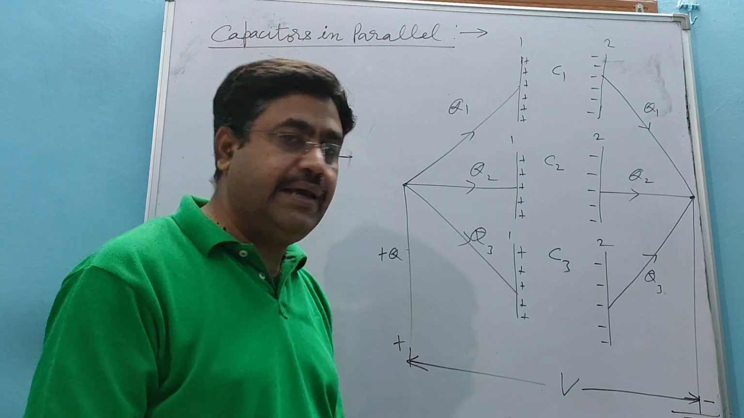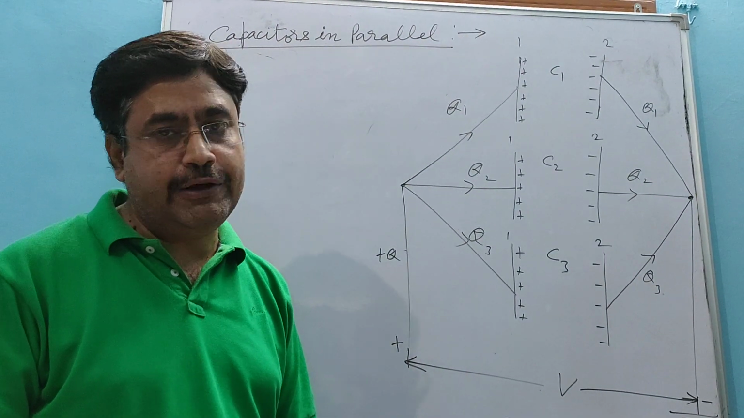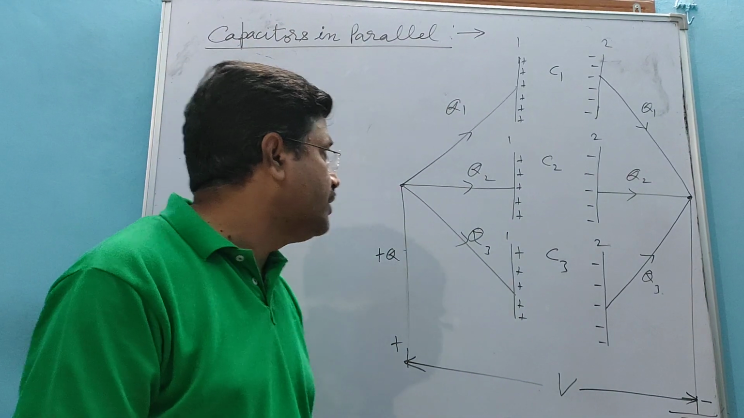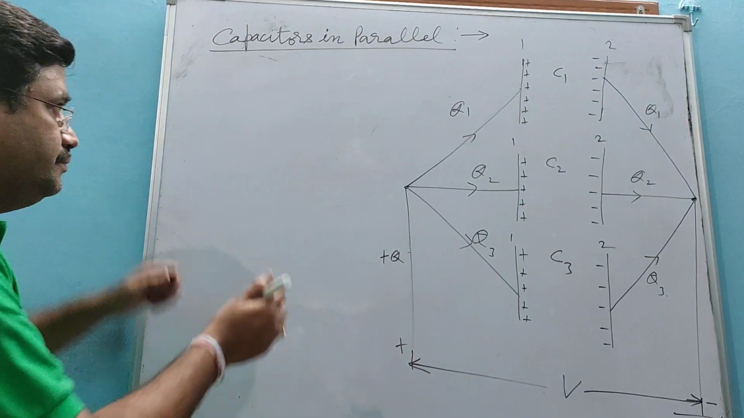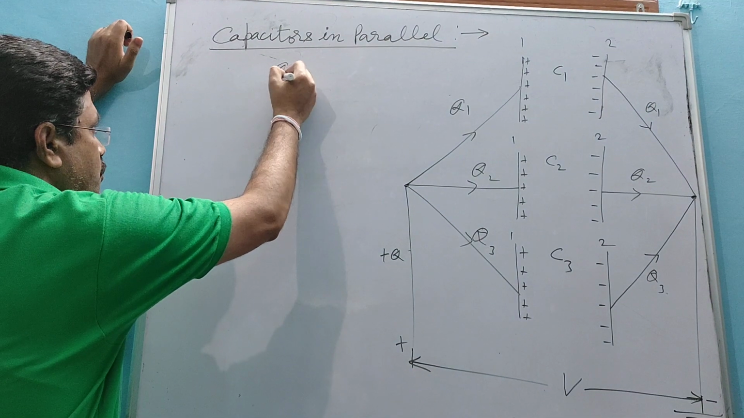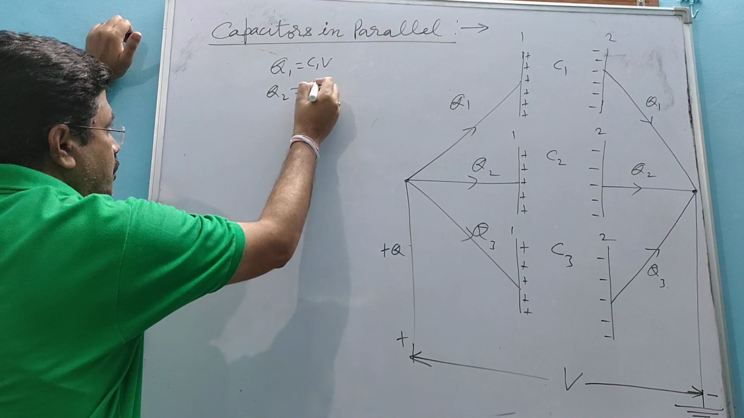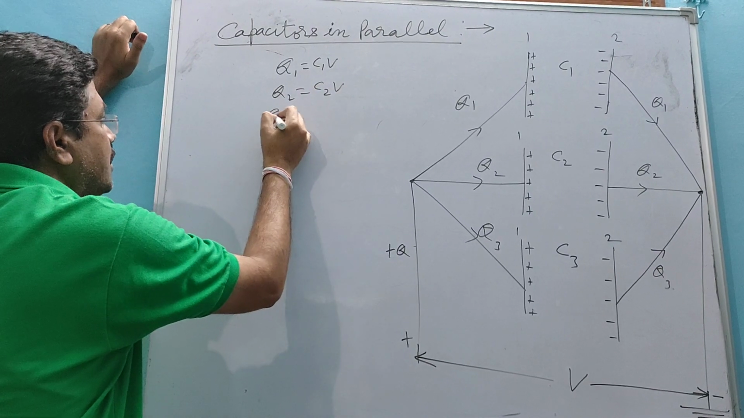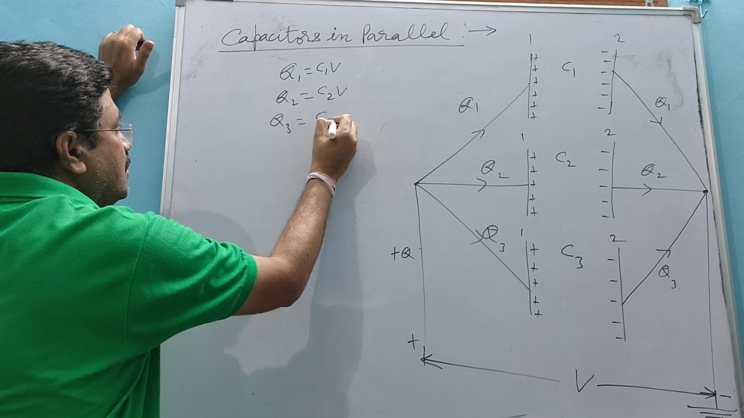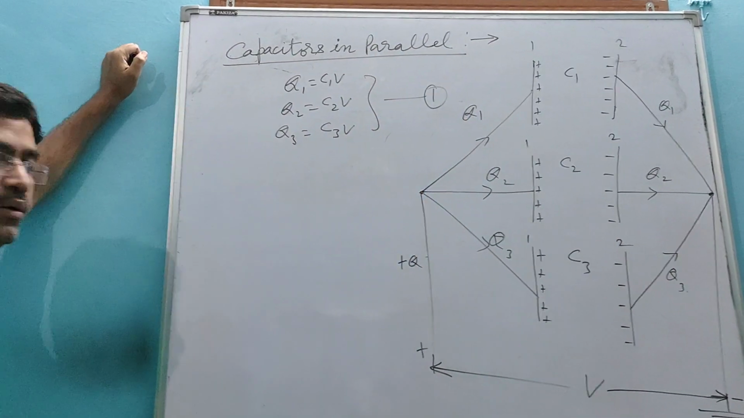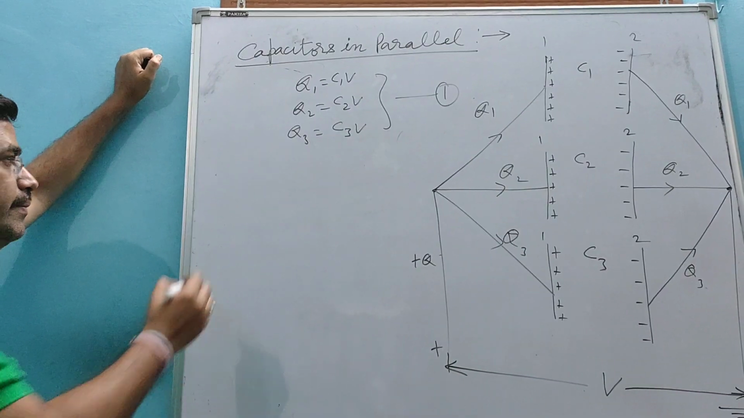Now what is our aim? Again our aim is to find the equivalent capacitance of this combination. Clear? You can write Q1 equals C1V, Q2 equals C2V, and Q3 equals C3V. This is our equation number 1. Clear?